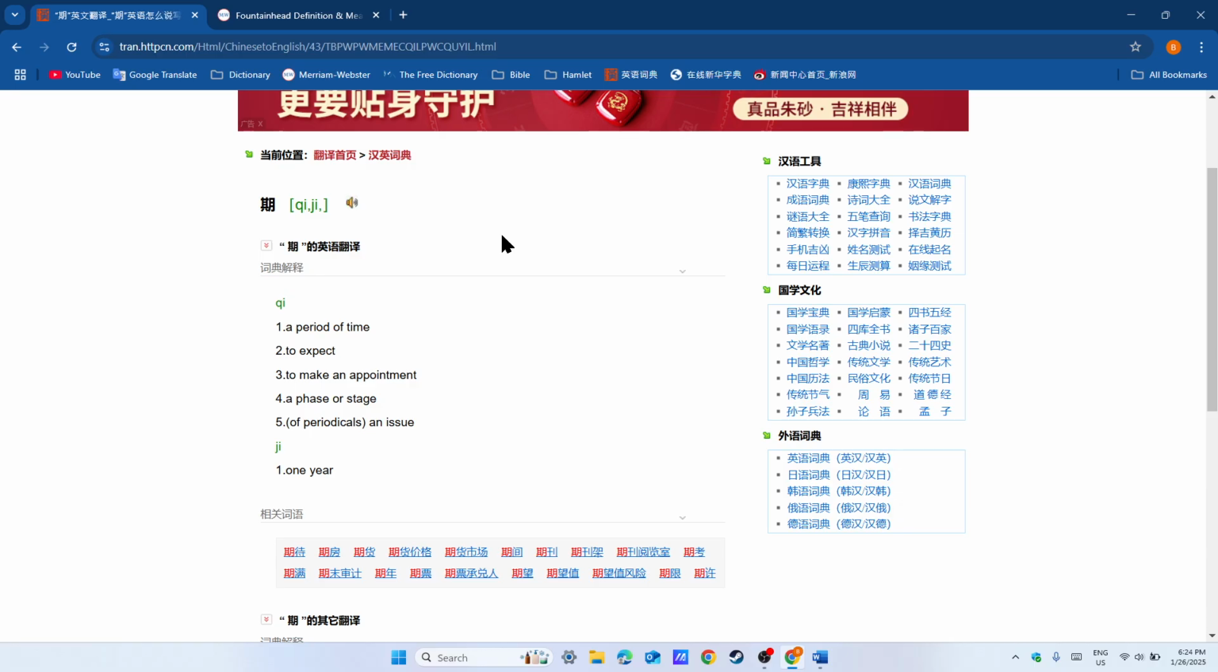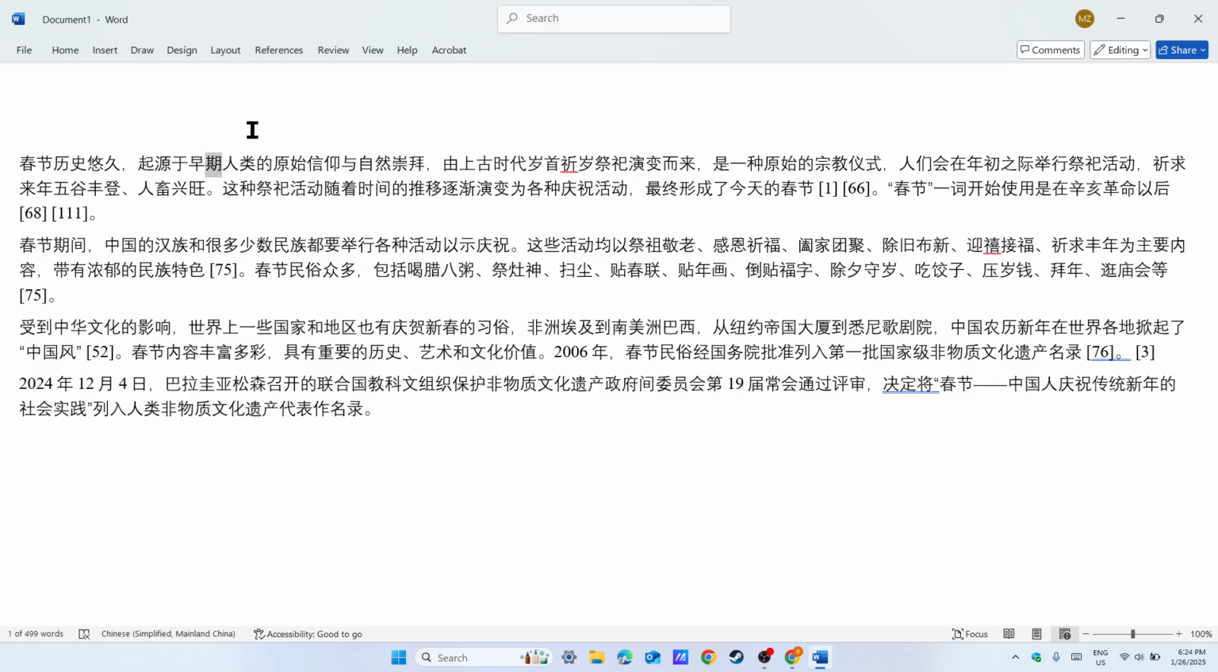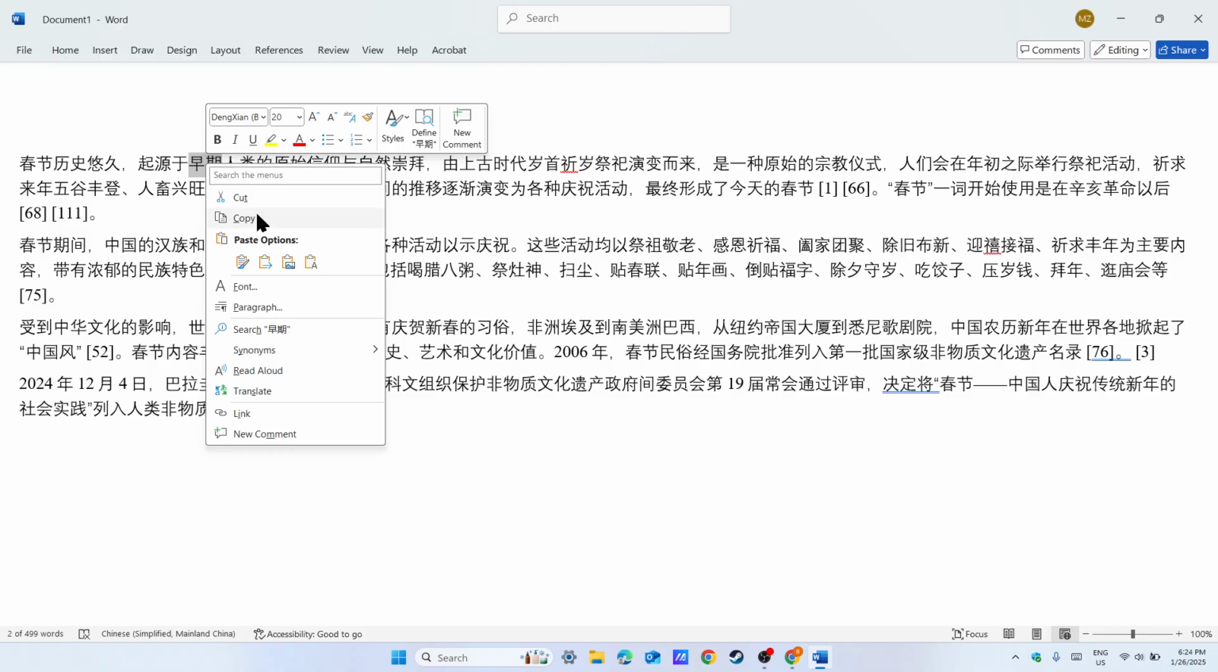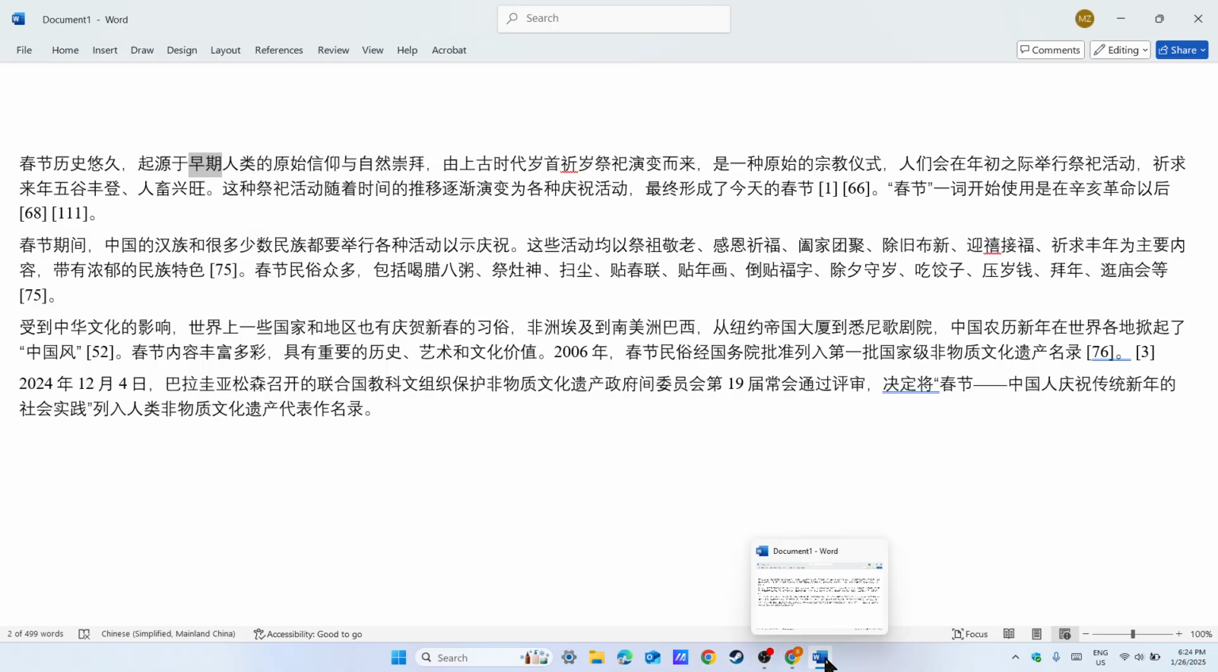Anyway, maybe in some places it could be pronounced as chi, but as far as I know, it can only be pronounced as qi. Qi is a term, a period of time. That's the major meaning. Now, when these words are combined together, 早期, it's early. Basically, it's a time. 早期 is early.